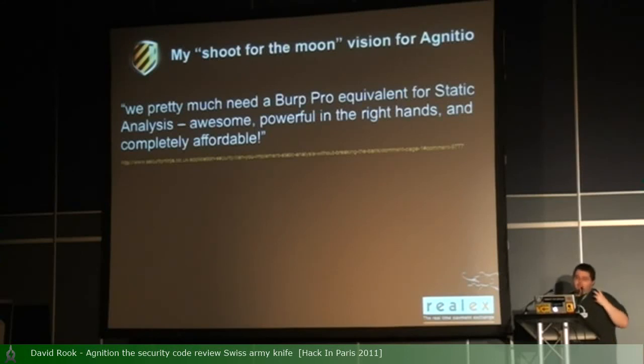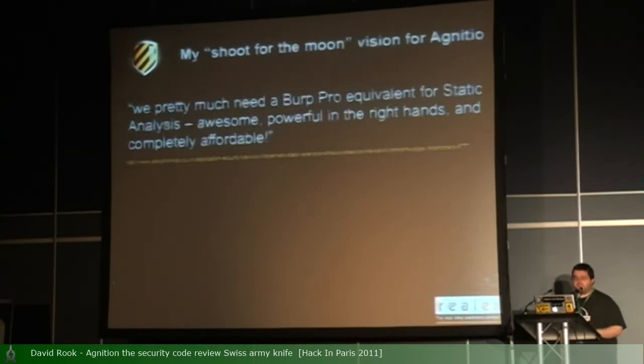But what this guy said is, you know, all of these things are really expensive, they're difficult to implement. So what we really need is something like the Burp Suite tool, but for static analysis. Something that's awesome, is powerful in the right hands, and completely affordable. Now, I'm not claiming that Agnitio can deliver on those expectations. I'm certainly not going to stand here and say Agnitio is going to be the Burp Suite of static analysis tools. But what I will say is I'll do everything I can to try and get close to delivering something like that. Because like I said, it is an open source project, but this is a tool that helps me do my job better when the tool gets better. So it's not going away anytime soon.